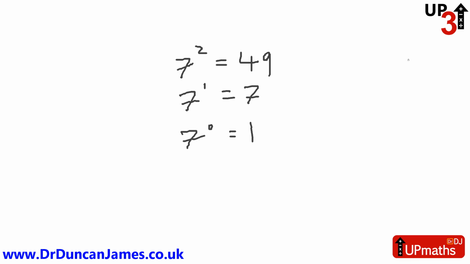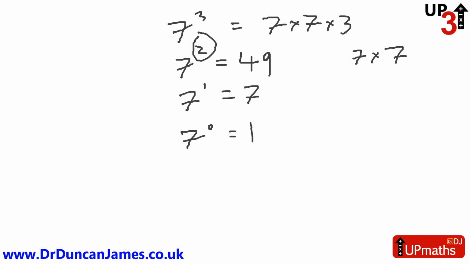But the idea is 7 squared is 7 times 7, and the squared is just telling you to times 2 of them together. 7 cubed would be 7 times 7 times 7. There'd be 3 of them. And therefore, 7 to the 1 is just 7, because it's kind of like a tally of how many 7s you want.